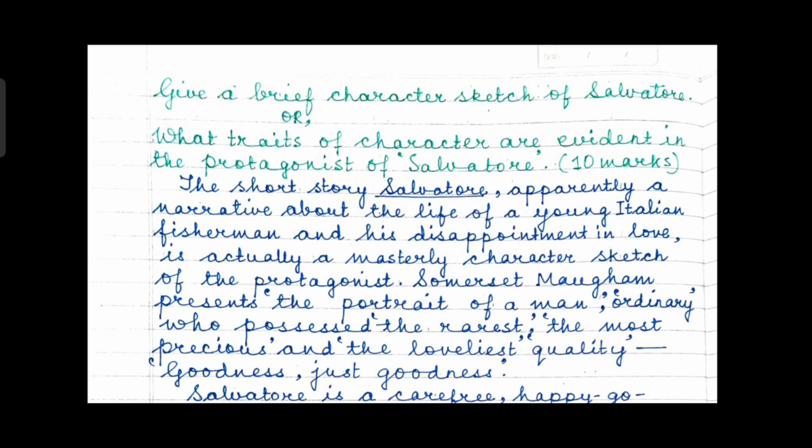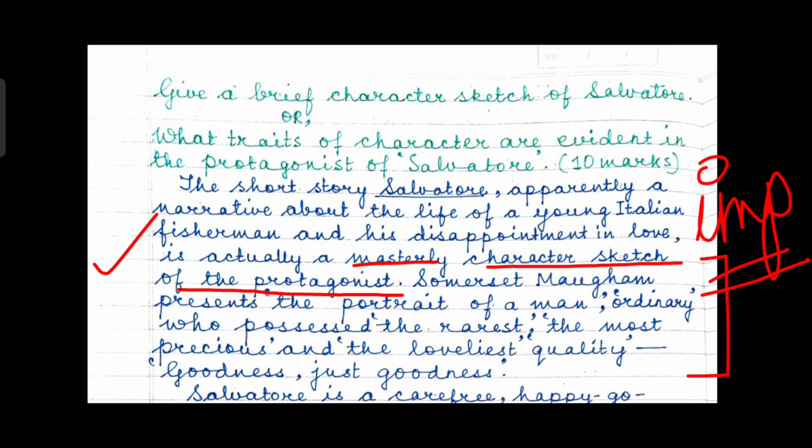The introduction. The short story Salvatore, apparently a narrative about the life of a young Italian fisherman and his disappointment in love, is actually a masterly character sketch of the protagonist. Somerset Maugham presents the portrait of an ordinary man who possessed the rarest, the most precious and the loveliest quality, goodness, just goodness. This introduction is different from the introduction of the first question.